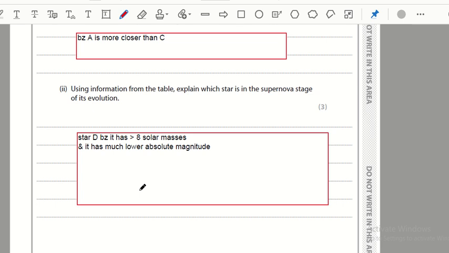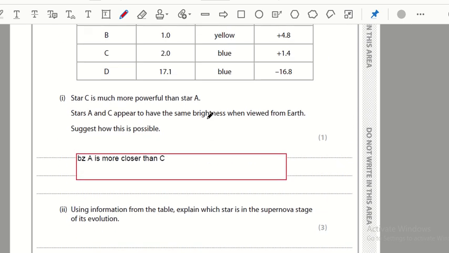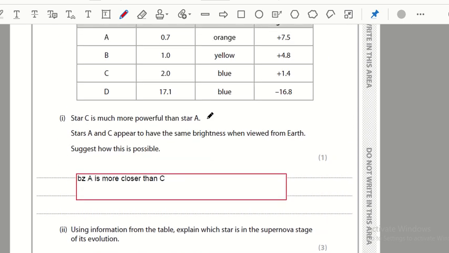Use the information to explain which star is in supernova. Certainly we know that supernova is a stage in the star life cycle only when the star is more massive than 8 solar masses.